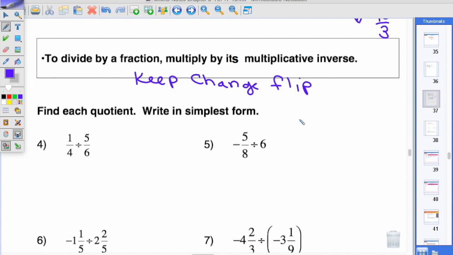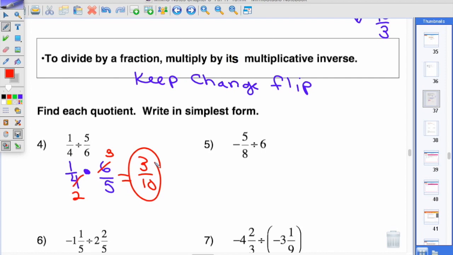So for number 1, we have 1/4 divided by 5/6. So it's 1/4 times 6/5. So keep the 1/4 the same, division changes to multiplication, and you flip the 5/6 to 6/5. And you can cross cancel the 4 and the 6 by taking out a 2, so you're left with 2 and 3. Multiply going across, so you're left with 3/10.